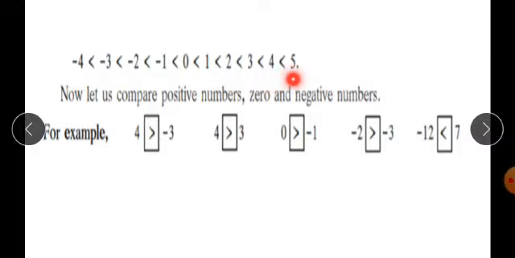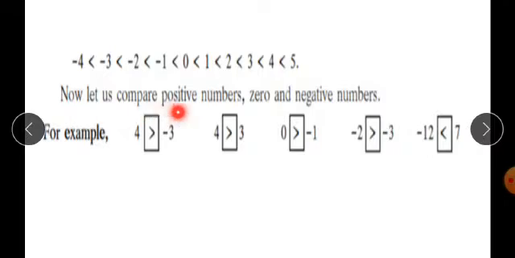So students, we can say that when you come near to the origin from the left hand side, the value of the number increases, and as you move away from the origin to the right hand side, the value of the number increases, because 5 is greater than 4, 3, 2, 1 and also 0.